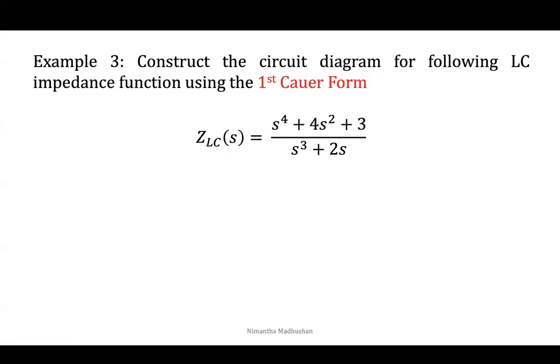Hello everyone. This is another circuit synthesis example. This example is to construct a circuit diagram for the following LC impedance function using the first Cauer form. There are two Cauer forms, first and second. I use the same example for both the first and second Cauer forms.